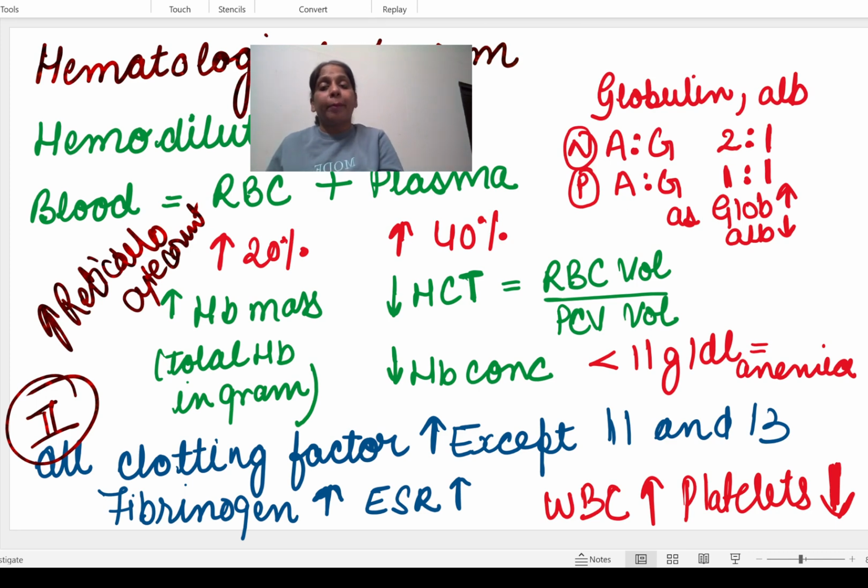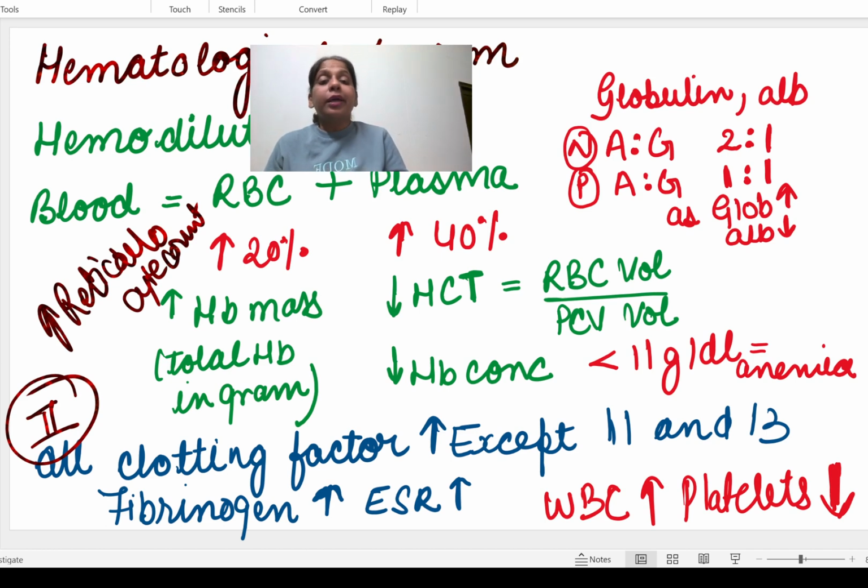That was what happens to the hematological system, and the WBC rises and platelets decrease. Okay, the WBC rises and the platelets decrease. Once again, RBCs increase by 20%, HB mass increases, but due to an increase in the plasma by 40%, the HB concentration and the hematocrit decrease.